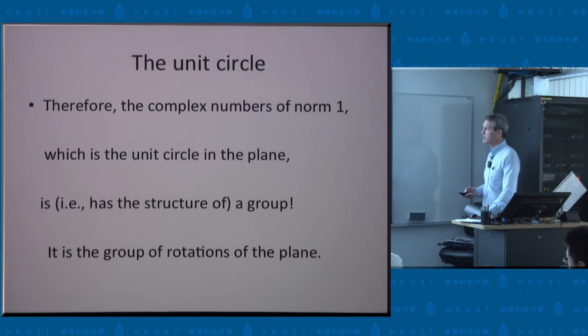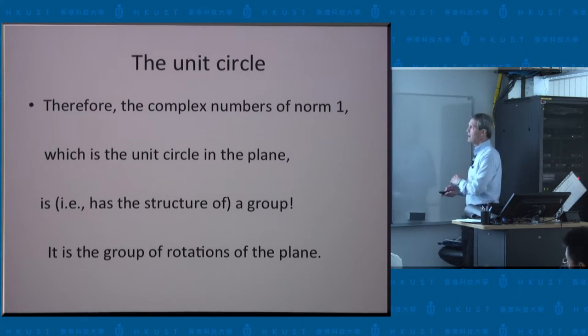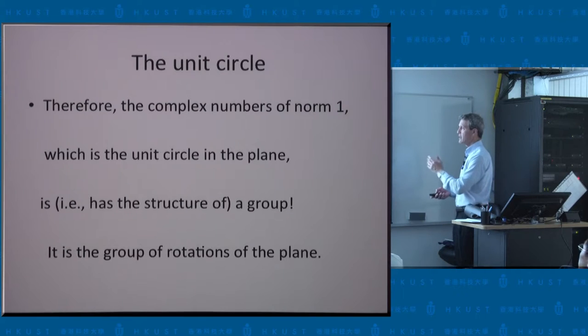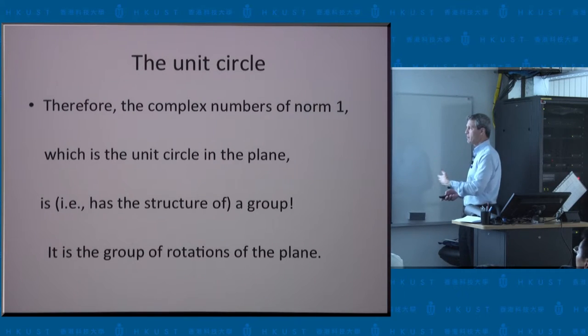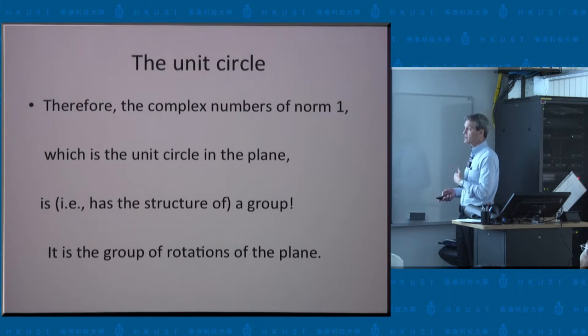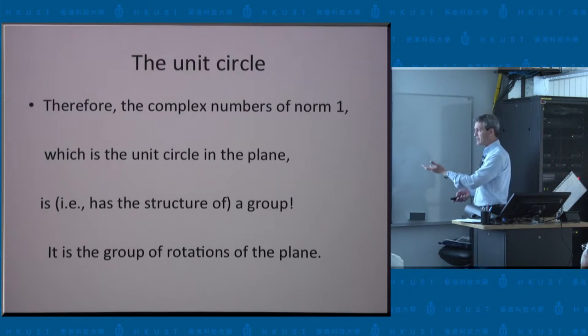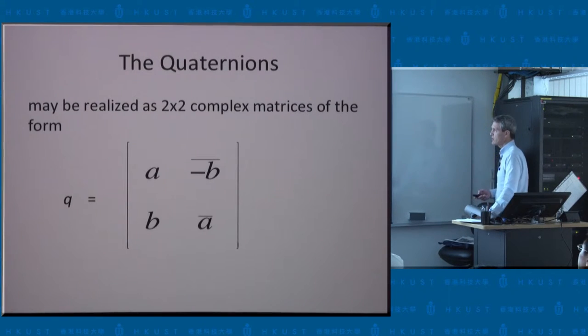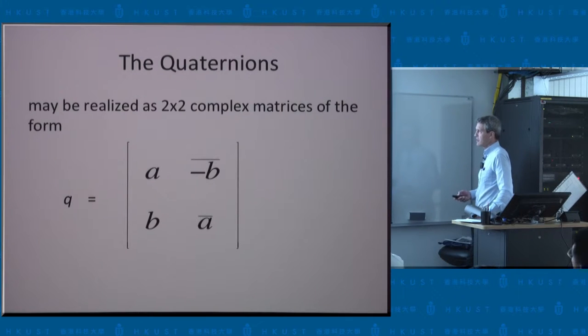And as a consequence of that, if you think of the complex numbers of norm 1, which you can identify with the unit circle in the plane, it has this property that it's closed under multiplication and inversion, so it has the structure of a group. And in fact, it is a symmetry group of rotations of the plane. Okay, so the quaternions are quite analogous to the complex numbers.